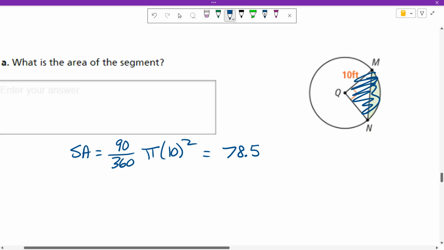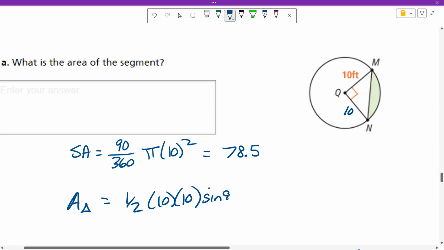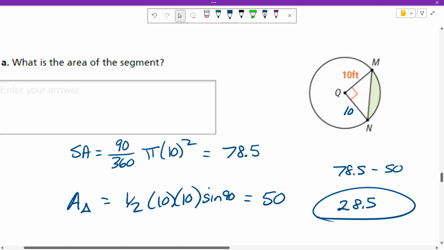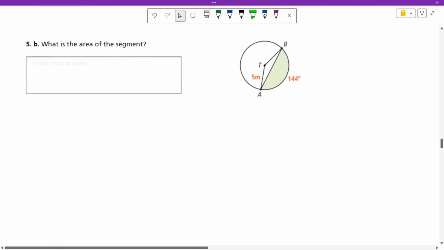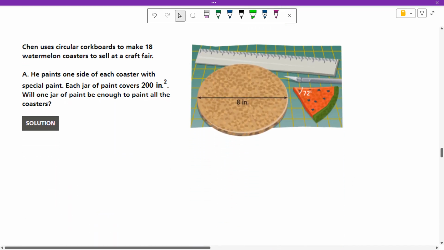That's this whole thing. Now we have to subtract off the area of that triangle. The area of the triangle is 1/2 of 10 times 10, because you take both sides, times the sine of 90. So that's like 50, right? If we take 78.5 minus 50, we get 28.5. That's the area of the green area. Okay? All right. Should we do another one, or are you good with that? I figured you'd say you're good. All right.